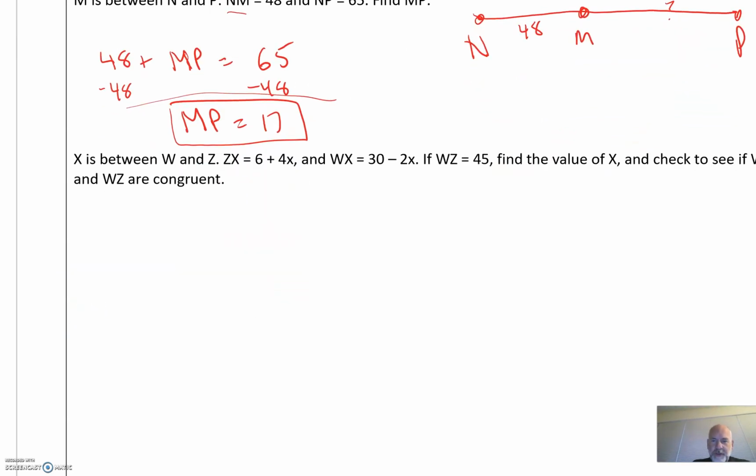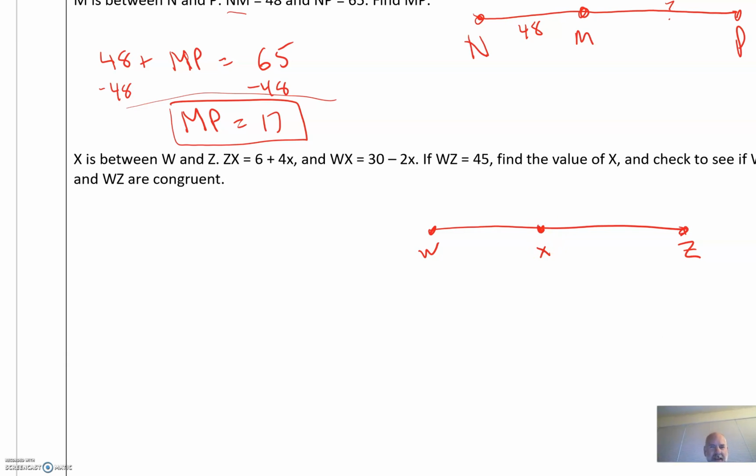X is between W and Z. So that's easy. Okay, W is here, and Z is here, and X is somewhere in between. It's not right in the middle necessarily. I don't know if it's closer to one or closer to the other. I'm just putting it somewhere in the middle.